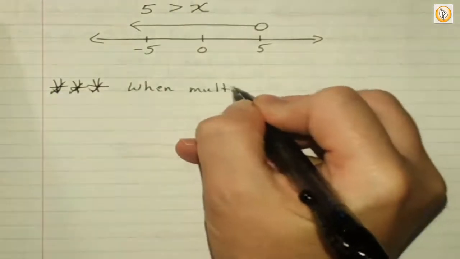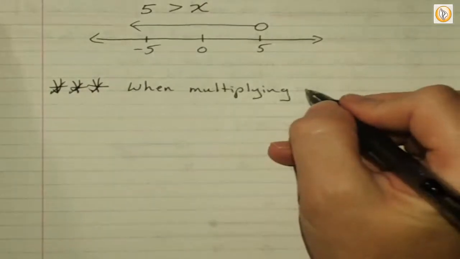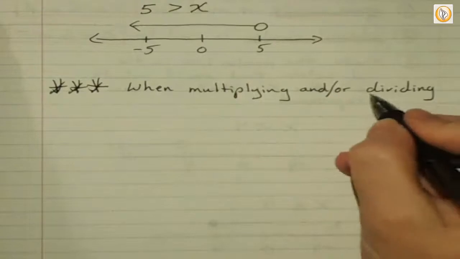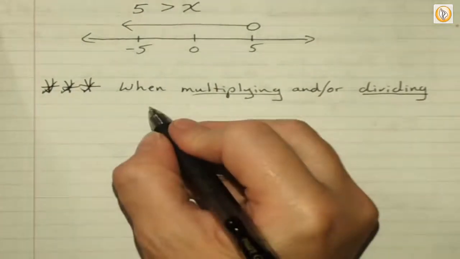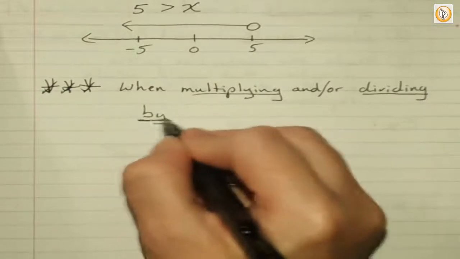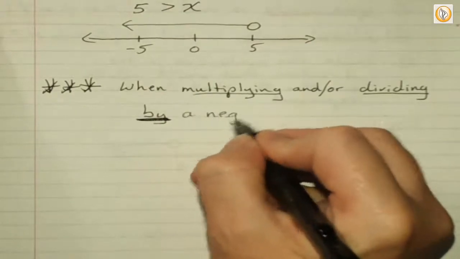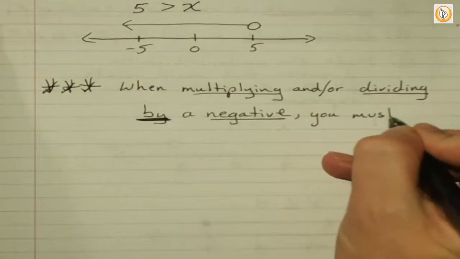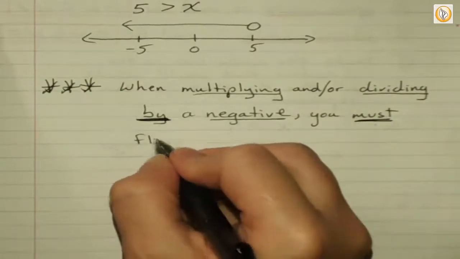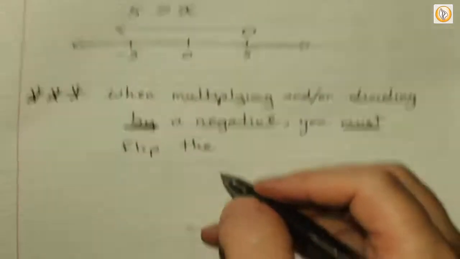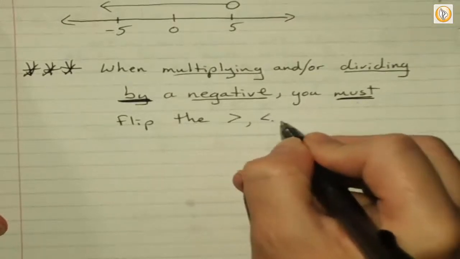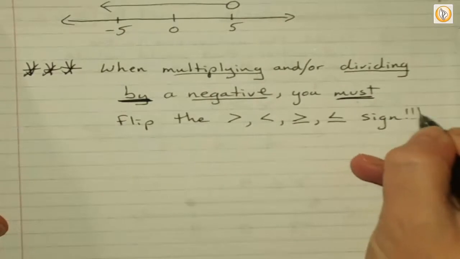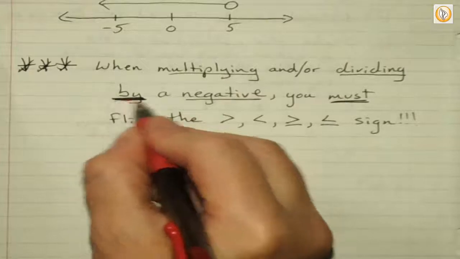When multiplying and or dividing by a negative, you must flip the inequality sign. How would you do that? I'm going to show you.